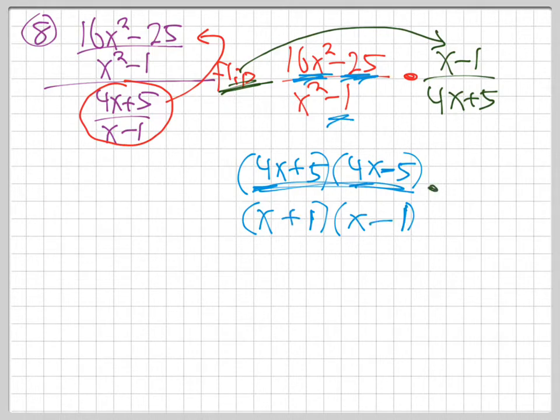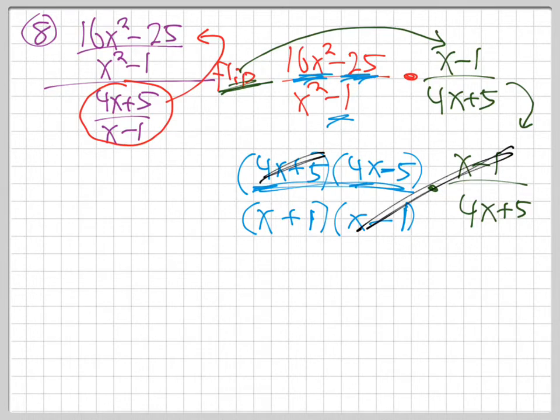And then bring down the x minus 1 over 4x plus 5. Okay? And now that we've got it all factored, what can we do? Cross cancel, huh? You can cross cancel straight up and down or diagonal. So like these two, and 4x plus 5 is 4x plus 5. So what are we left with? 4x minus 5 over x plus 1. And we're done with that one.